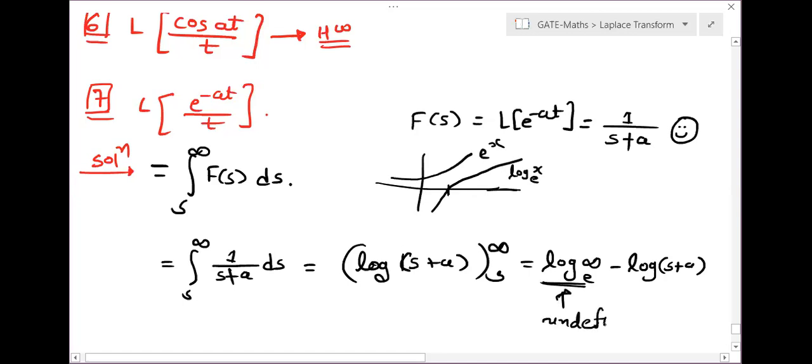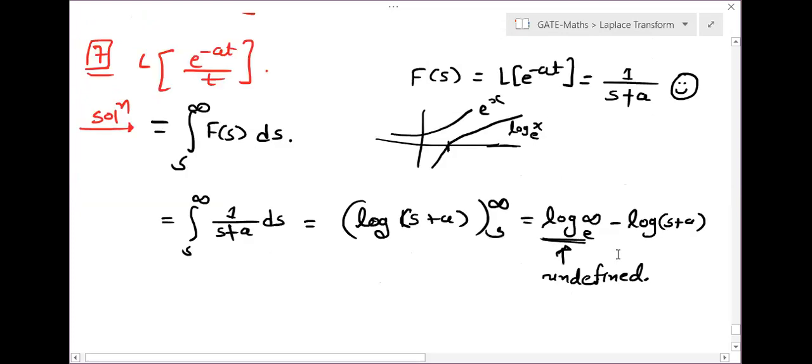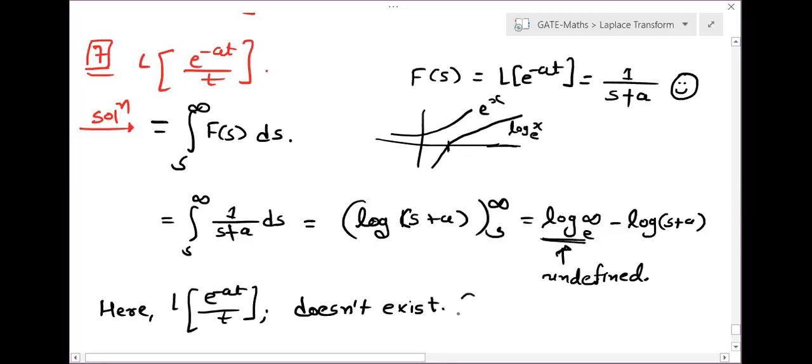And what is the condition of Laplace? If your integral is convergent, then and only then is the Laplace defined. This is divergent, not convergent. So here it is not defined. Is it clear? So this does not exist. So here Laplace of e to the power minus at by t does not exist. Is it clear now?